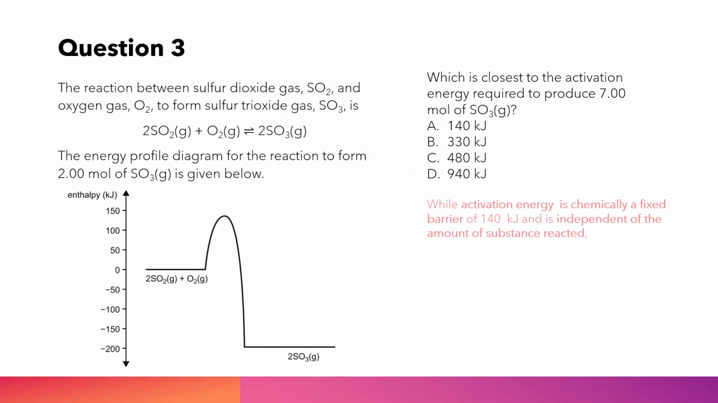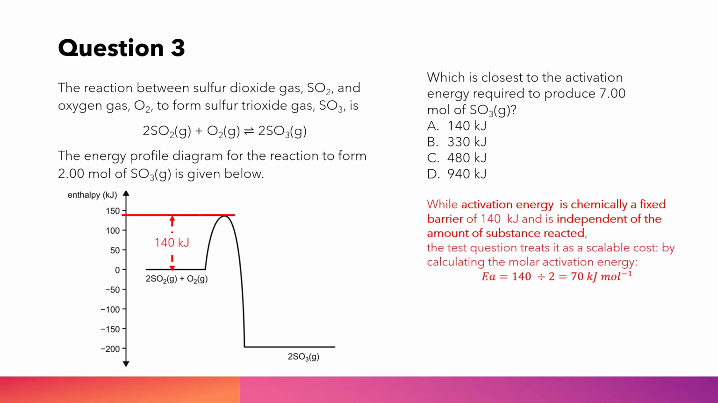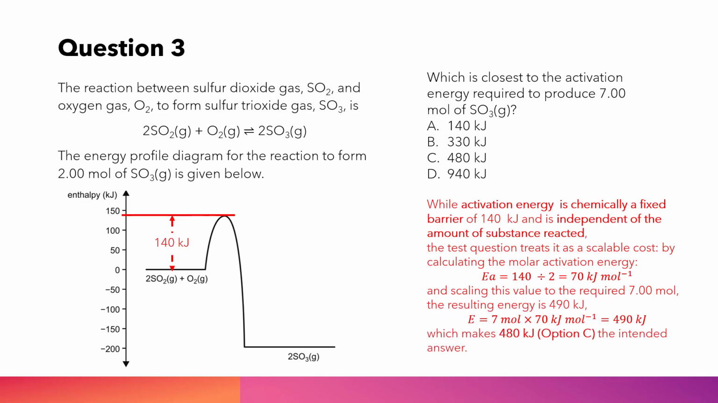While activation energy is chemically a fixed barrier of 140 kilojoules and is independent of the amount of substance reacted, the test question treats it as a scalable cost by calculating the molar activation energy and scaling this value to the required 7.00 moles. The resulting energy is 490 kilojoules, which makes 480 kilojoules, option C, the intended answer.